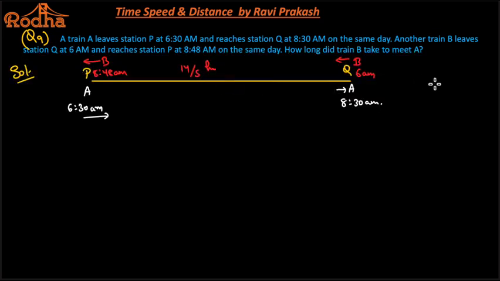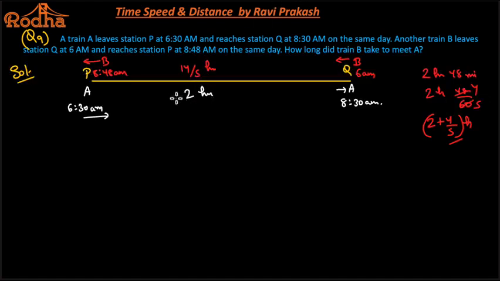Right? Basically, you can calculate that here. 6 a.m. to 8:48 a.m. is 2 hours 48 minutes. So you can just divide by 60. 2 hours and 48 by 60, that is 2 and 4 by 5. So 2 plus 4 by 5 hours becomes 14 by 5 hours. And similarly, A is taking 2 hours here. Train A is covering this in 2 hours because 6:30 to 8:30 a.m.